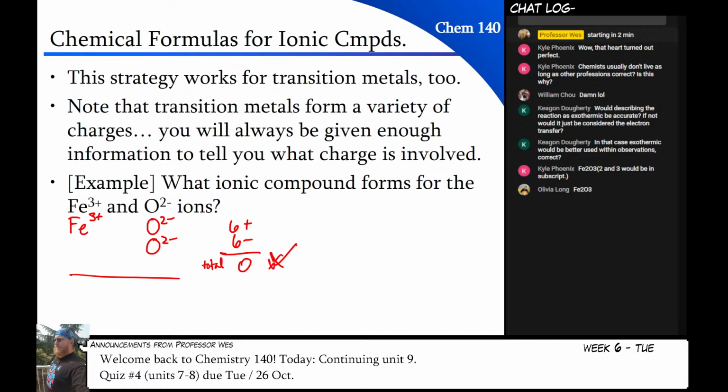And now we have 0. I'm trying to make a giant check mark. I should really just do this. There you go. So, if I use these irons and these oxides, I would make an ionic compound with total charge 0. And so the formula would be Fe2O3. Very good.